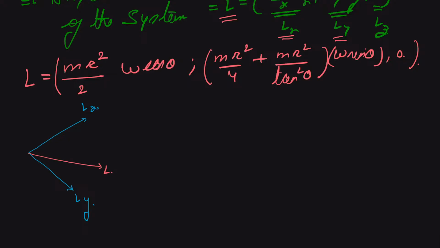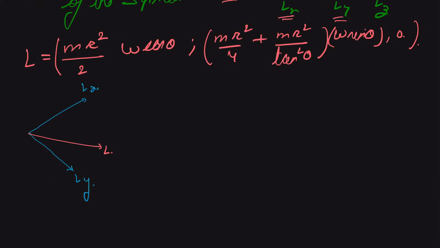And this L we can divide into two components. So we are going to have our parallel component of L. So this will be our L parallel, and the other component will be our L perpendicular. Okay, and we have our L of x. So this angle is our theta.